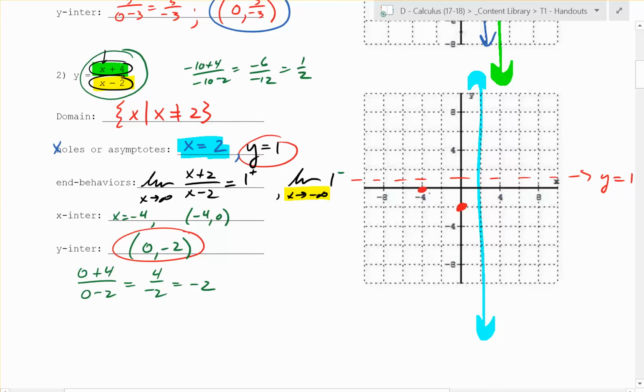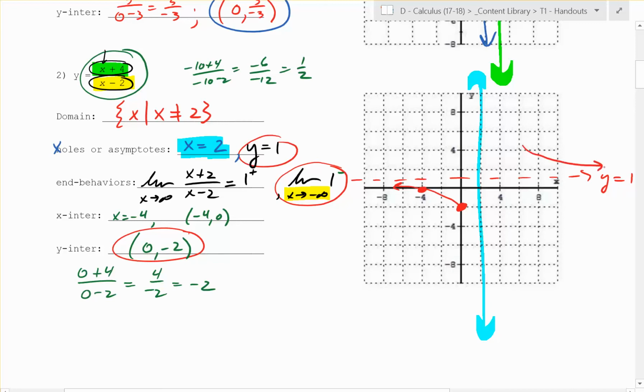So you kind of see what's going to happen here. You know that this has to be connected. And now the question is, does it go down here or does it go up? But let's look at the end behavior first. As it goes to negative infinity, it approaches 1 from below. So we know it's going to keep going like this. And as it approaches positive infinity, it's going to go like this.